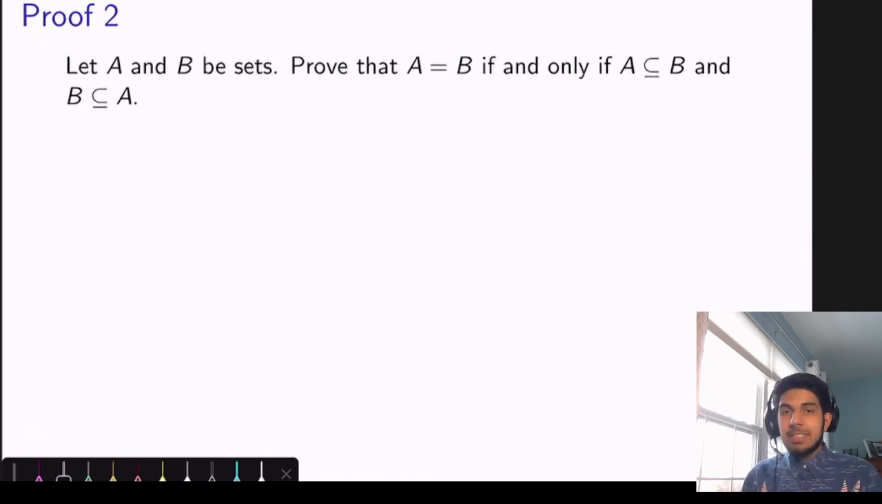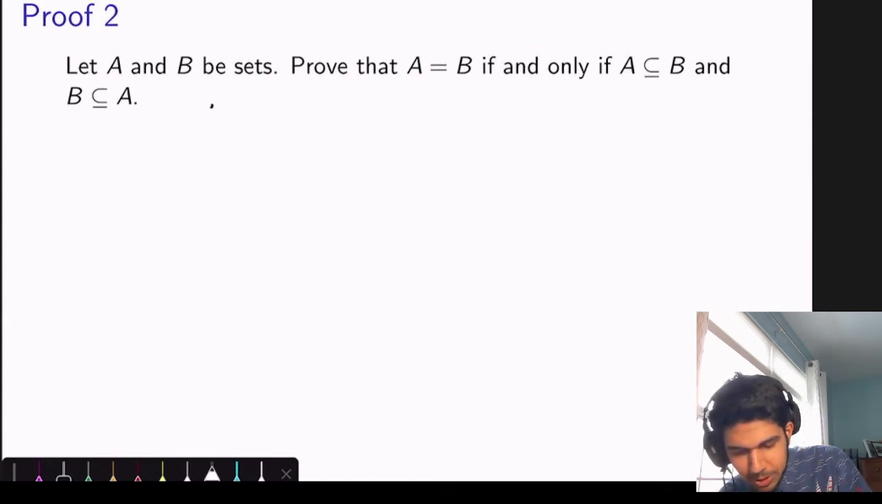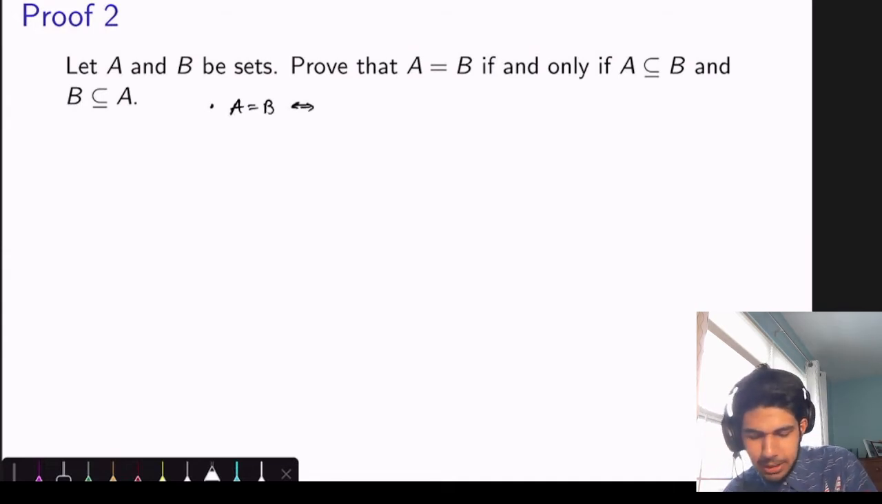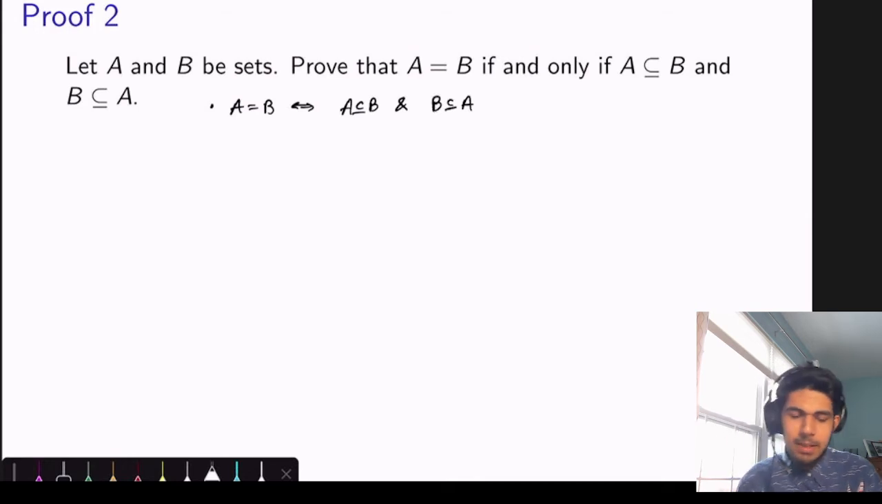So let A and B be sets, just any sets. We don't know anything about them. And we're going to prove that A equals B if and only if A is a subset of B and B is a subset of A. So we'll write this in a shorthanded way. We're trying to prove that A equals B, and then we use this double arrow to indicate if and only if. A is a subset of B, and B is a subset of A.